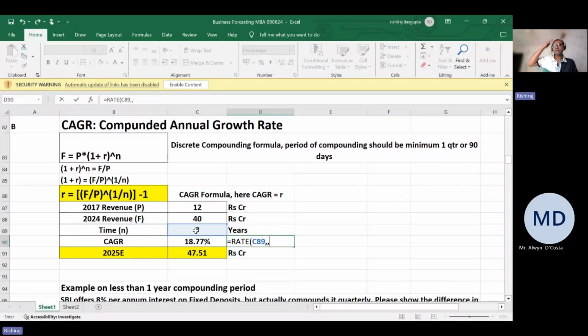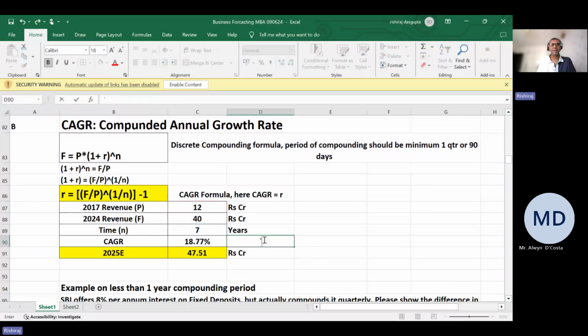Then present value. Now we have to put an artificial minus sign on present value, otherwise the output, CAGR, will become negative, which we do not want. So artificially we put minus 12. Why minus? Because investing 12 crore from my pocket in a bank fixed deposit is basically a negative cash flow. So Excel understands it as a negative cash flow, and we have to put that as a negative cash flow. And then the future value is 40 crore. And then we close the bracket, we get the same answer, 18.77%.